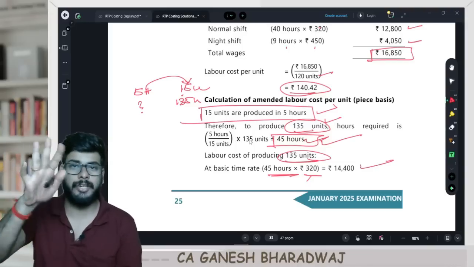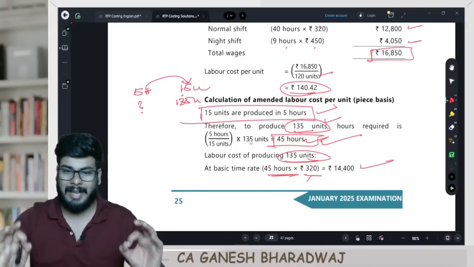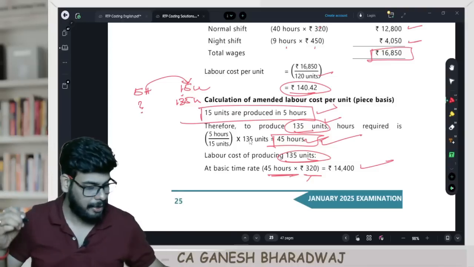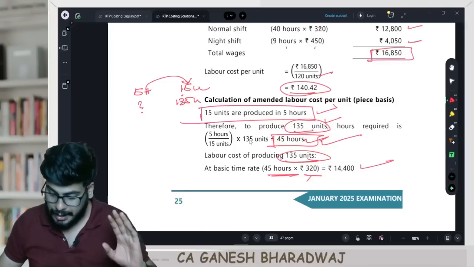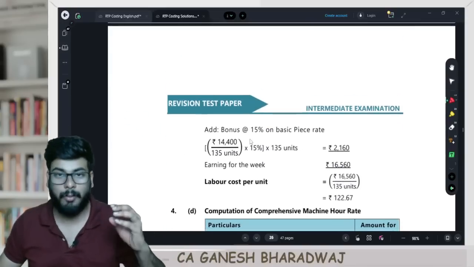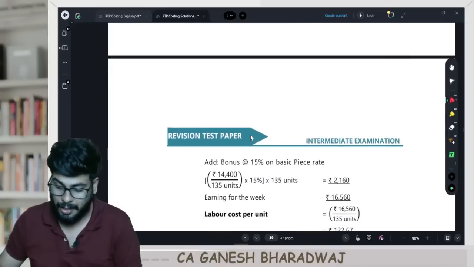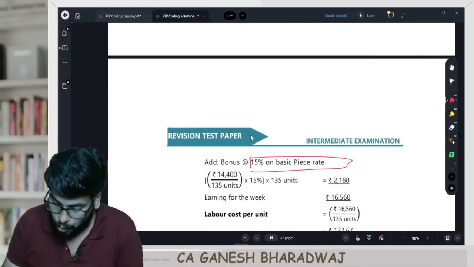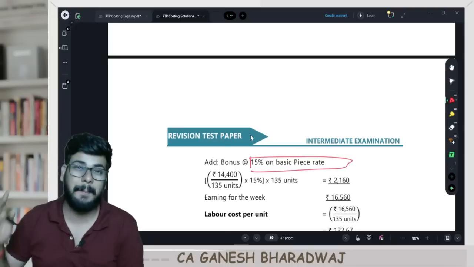No day, night shift and all, no separate difference here. Every single thing is going to be paid at the rate of how much? 320 rupees. Then sir, why will they be motivated to work better? They have said, look at this. They are paying a bonus of 15% on the basic piece rate.